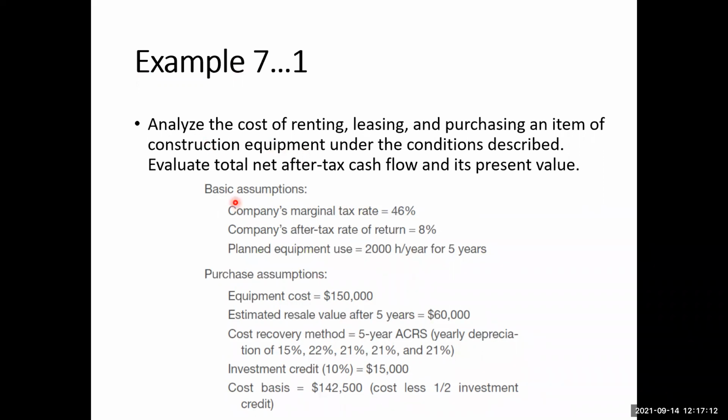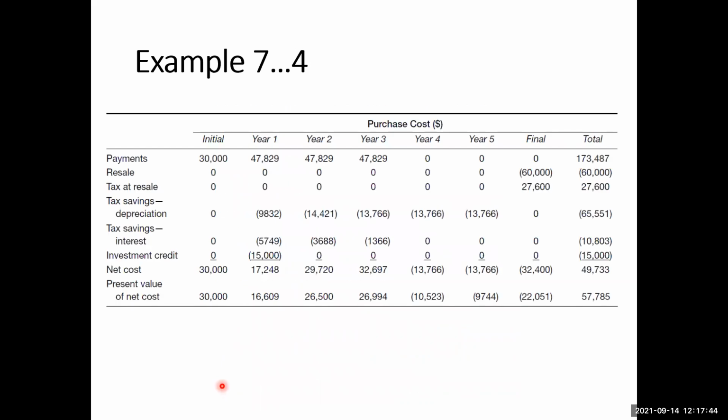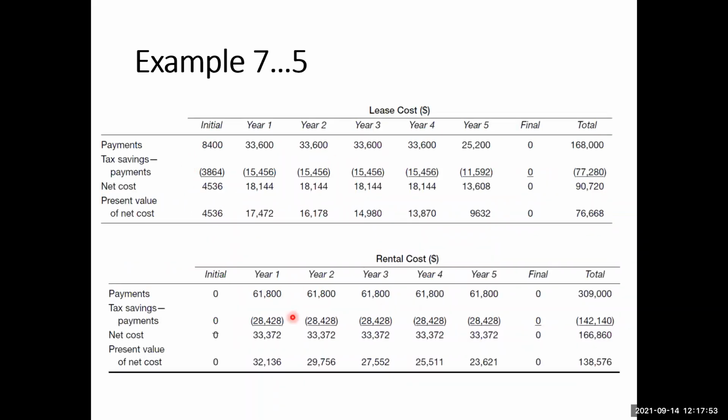So some of the data has been given to us. Under these conditions, evaluate the total net after-tax cash flow and its present value. So these are the basic assumptions. In this case, some of the data has been given to us. This first set of data is for buying the equipment. Then we have some data available for leasing the equipment, and then we have data for renting the equipment. So we can use this data to create the table for purchasing, the table for leasing, and the table for renting.